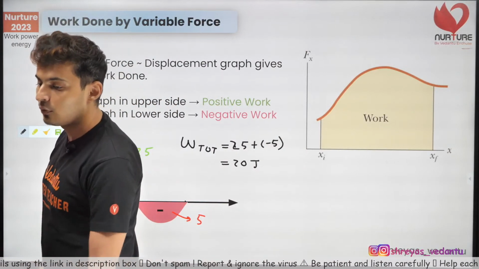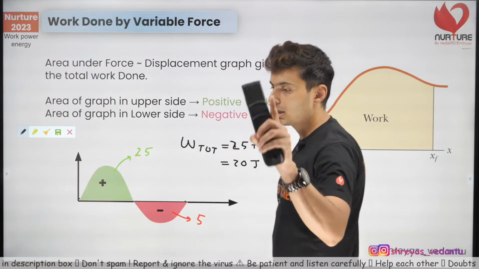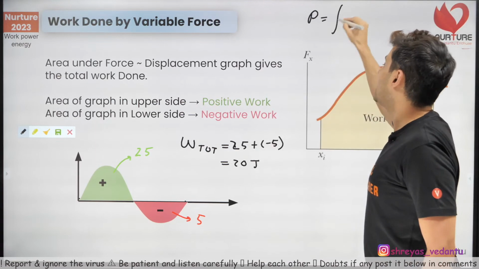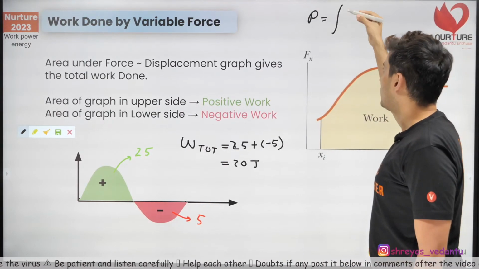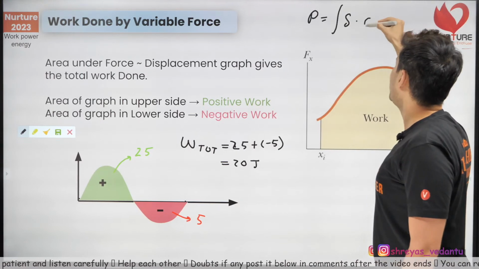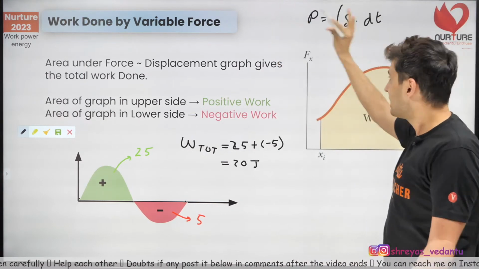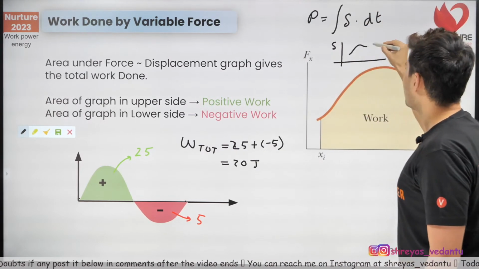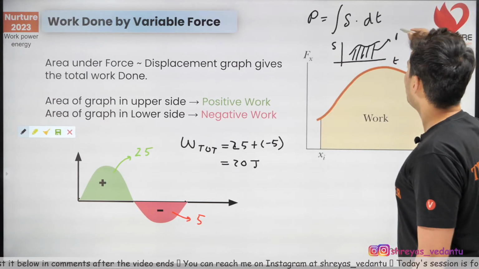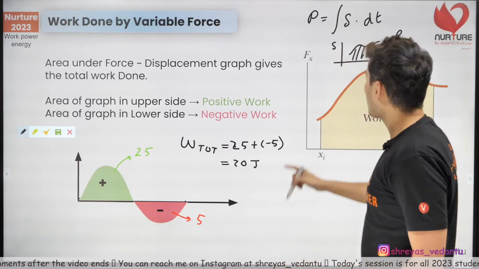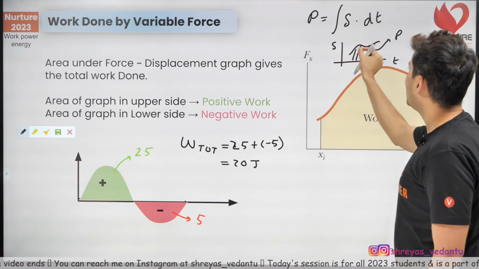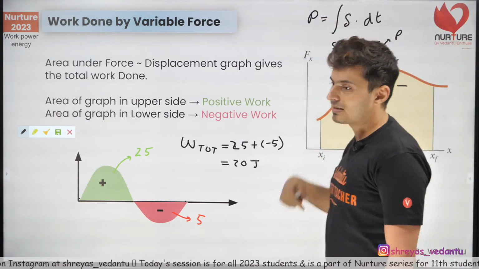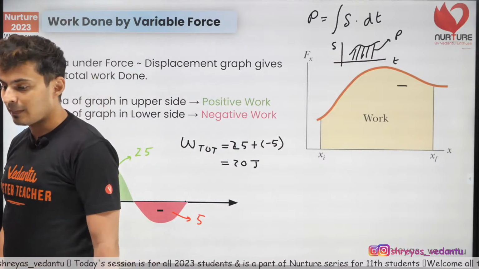Area under force versus displacement gives you work. Very good. Remember, if I write anything else, let's say P is integral of S dt, it could be any physical quantity. Then it means if you draw the graph of S versus T, then that area gives you P. So remember this, whenever you see integration, this one over here becomes the height, the dt will come over here on the horizontal line, and that area will give you the integral's value. I hope this is clear.